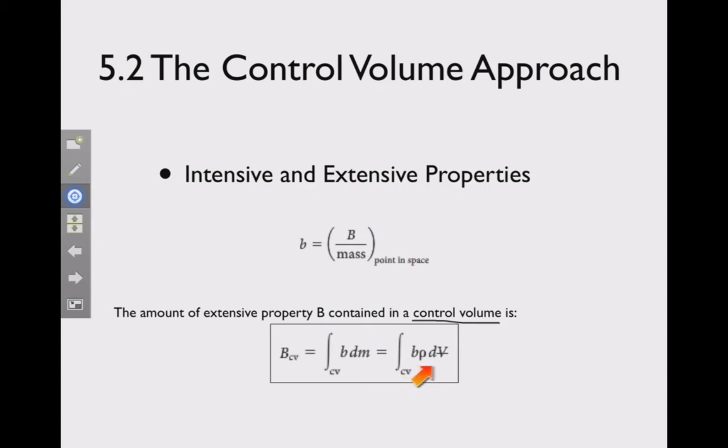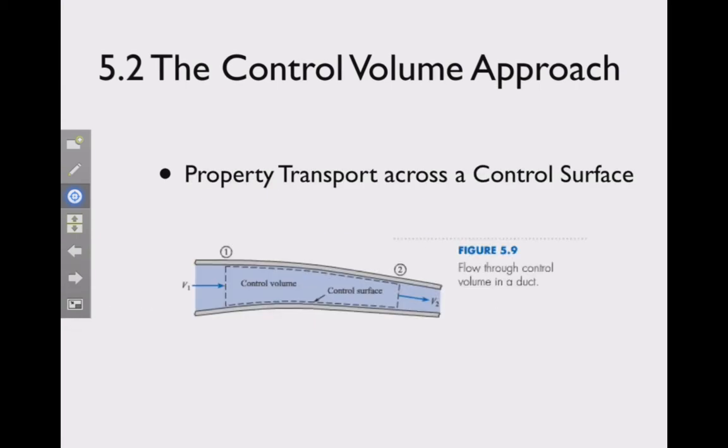Now this is starting to look a little bit like our flow rate, if you remember from section 5.1, and that's exactly why we talked about Q and also the mass flow rate. We'll see those things come back into play here in a minute.